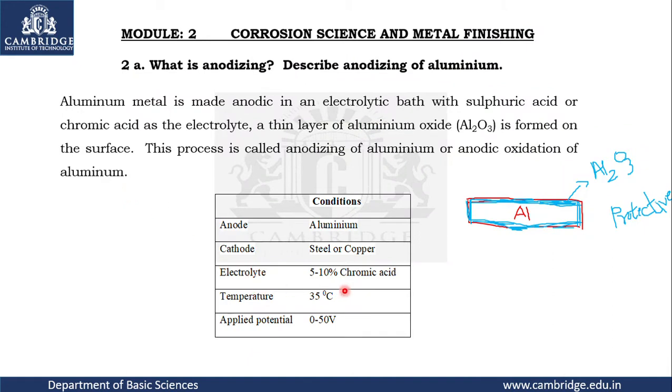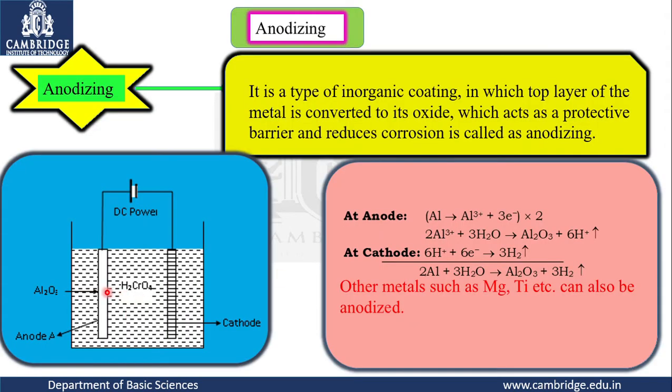And the electrolyte: to supply the electrons we need some source. The source of supplying the electrons is 5 to 10% chromic acid. That is taken as the electroplating solution. And the temperature of the bath is maintained at 35 degrees, just above the room temperature. And this is the setup to do the anodizing of aluminium.